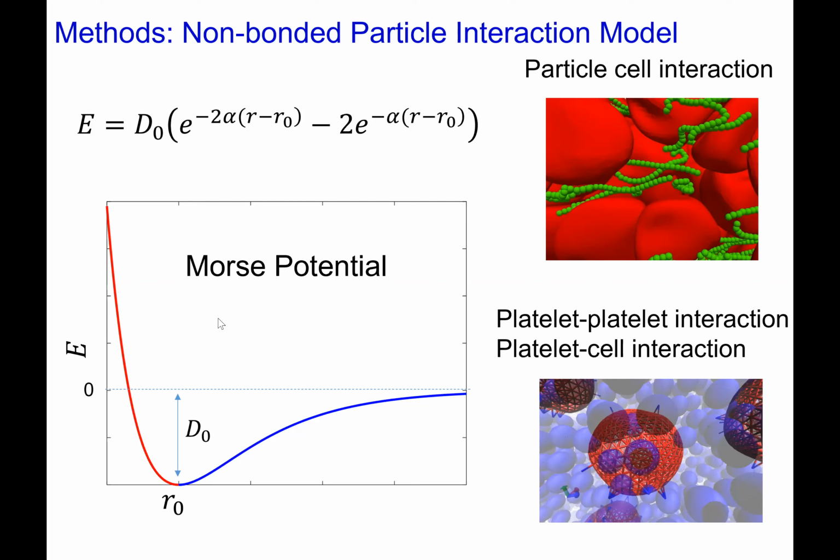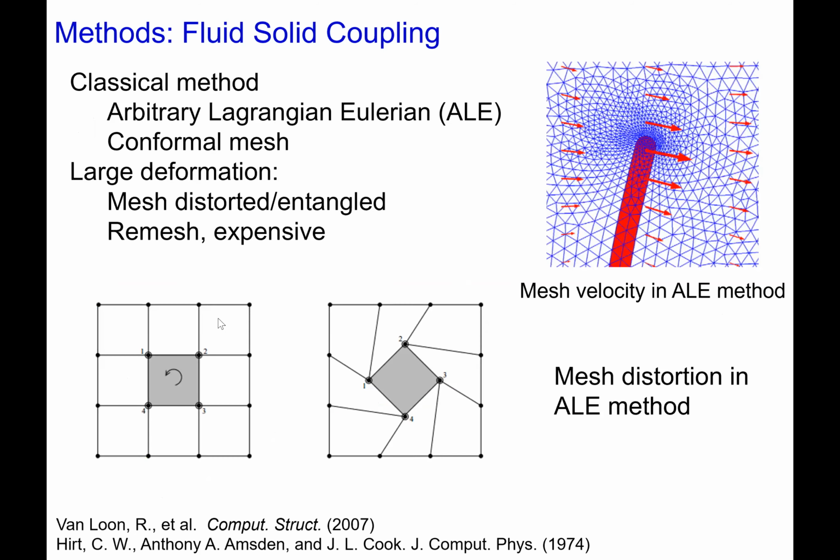The next question we want to ask is, how can we couple the fluid flow, which is solved by the lattice Boltzmann method, with the solid motion provided by the cell membrane model? Traditionally, this kind of approach is based on the arbitrary Lagrangian-Eulerian method. That is, we use one set of mesh for the fluid, and another one.